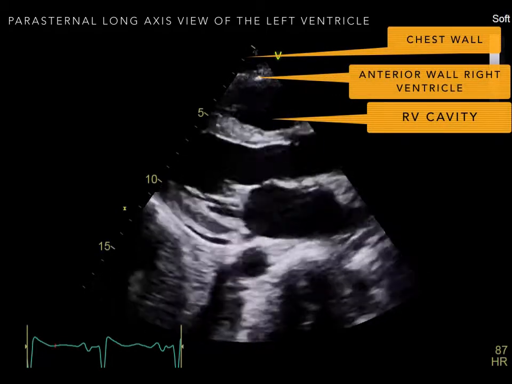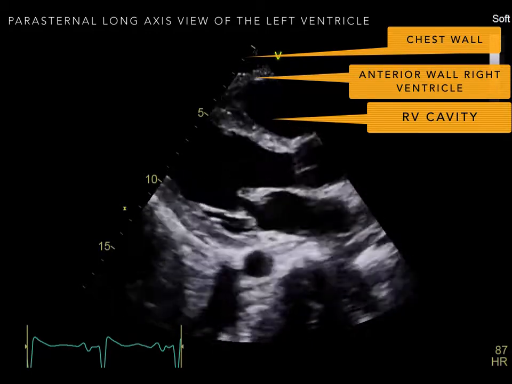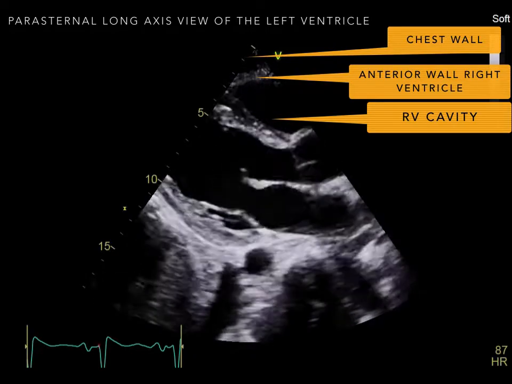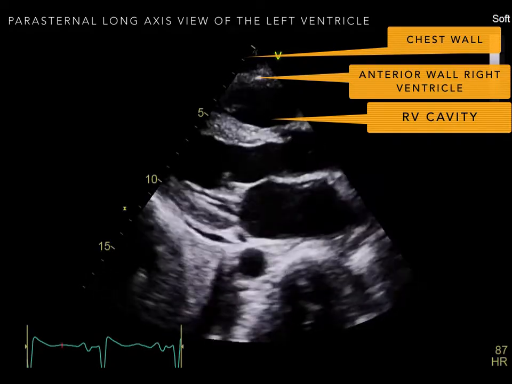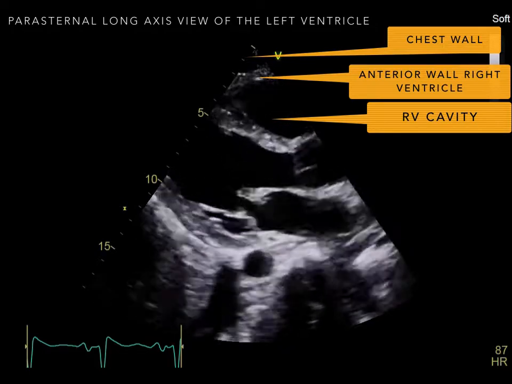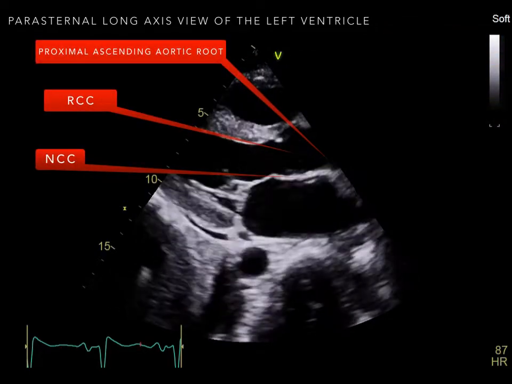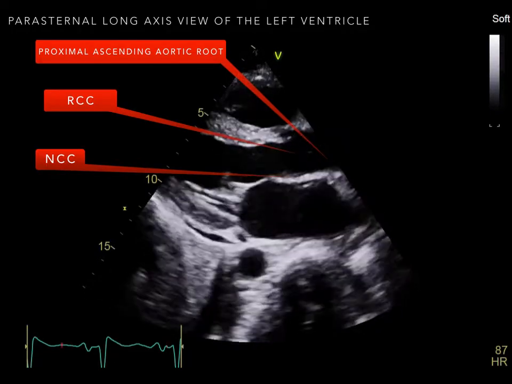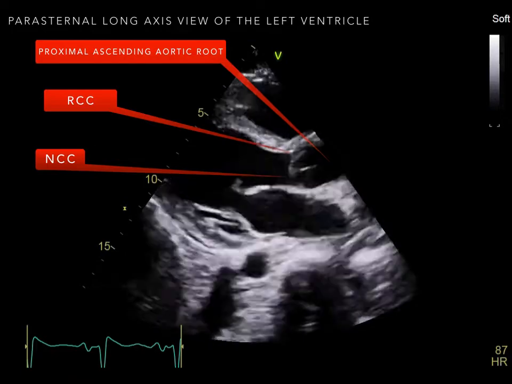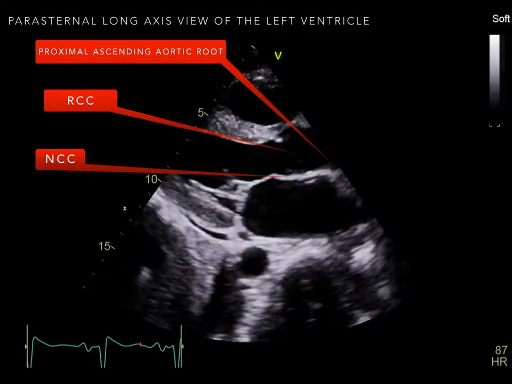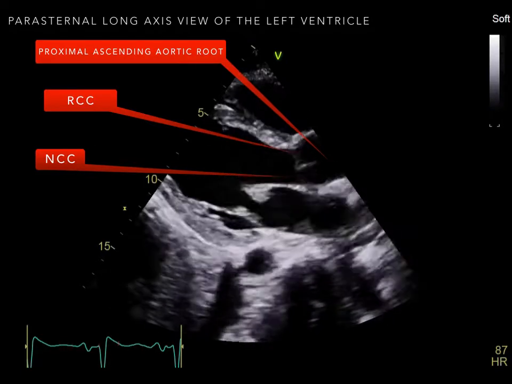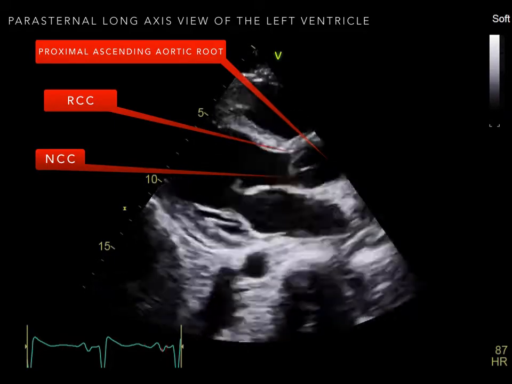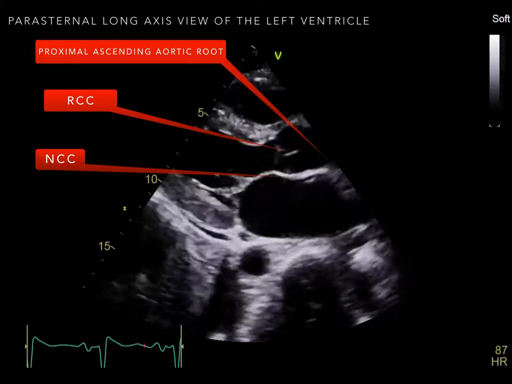First structure encountered is the chest wall, and the anterior wall of the right ventricle is immediately behind. The right ventricular cavity is echo-free. The proximal aortic root is seen as two parallel lines. Two of the three aortic valve cusps are visible in this view. More anteriorly is the right coronary cusp, whereas the non-coronary cusp appears posteriorly.